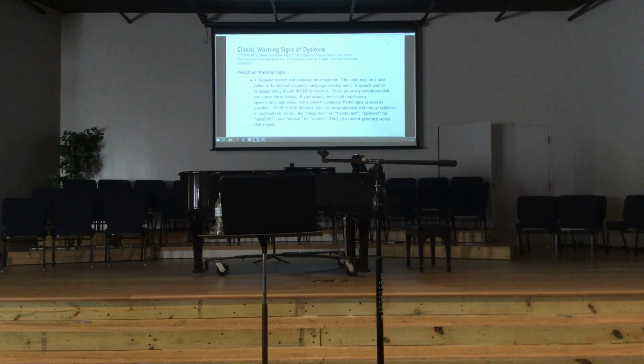Children with dyslexia may also mispronounce and mix up syllables in multisyllabic words, like "hangover" for hamburger, "paschetti" for spaghetti, "aminal" for animal. They also have a really hard time generating words that rhyme. So if you ask them what rhymes with cat, what rhymes with dog, they're not going to be able to tell you that. They might say puppy, dog, kitten. They're going to tell you category words. They might say words that start with the same letter, but they don't get rhyming.